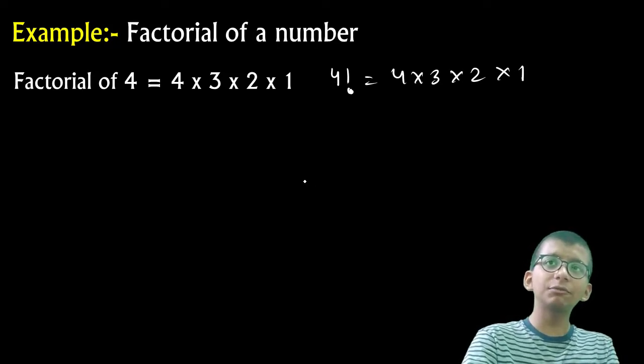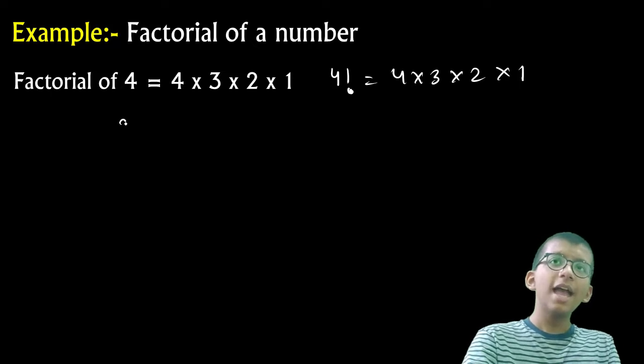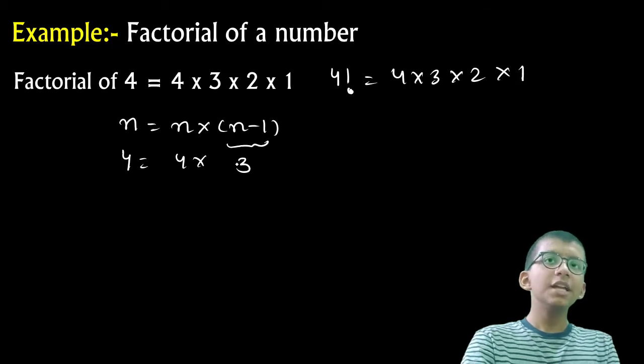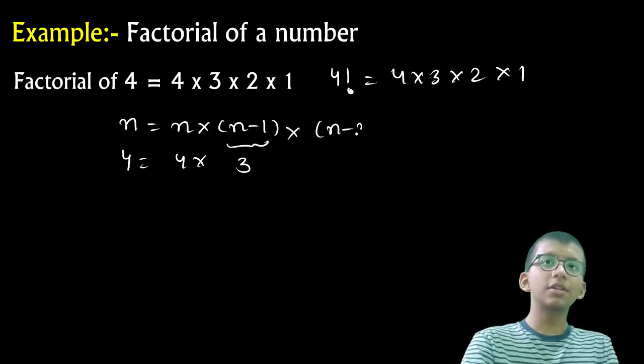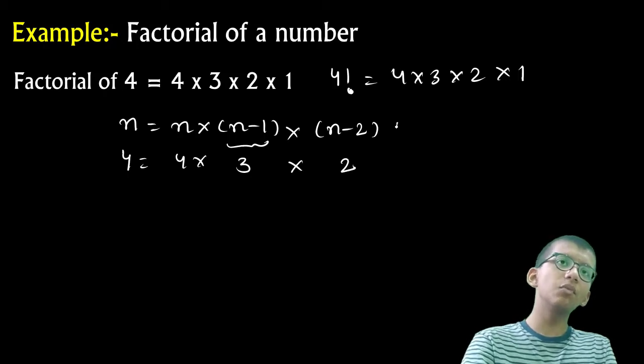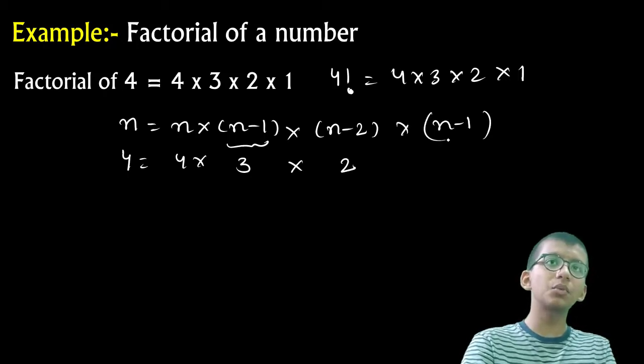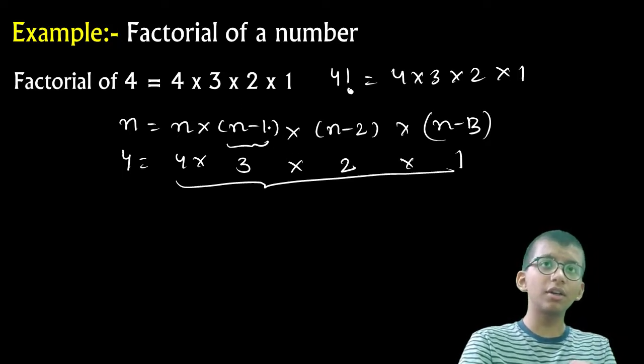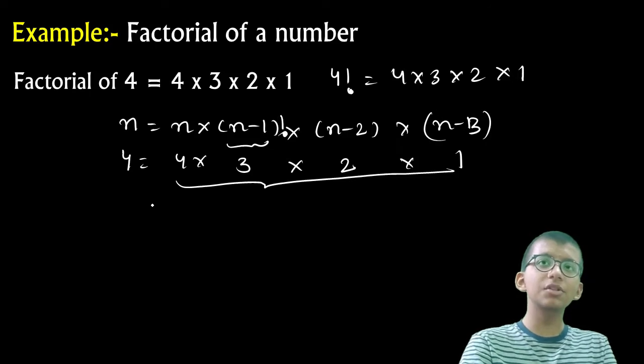Let's say we have n equals 4, and this is n times n minus 1, so 4 equals 4 times n minus 1, which is 3, times n minus 2, which is 2, times n minus 3, which is 1. The same thing has been given here. So the logic we build is that to take out the factorial, n factorial equals n times (n minus 1) factorial.